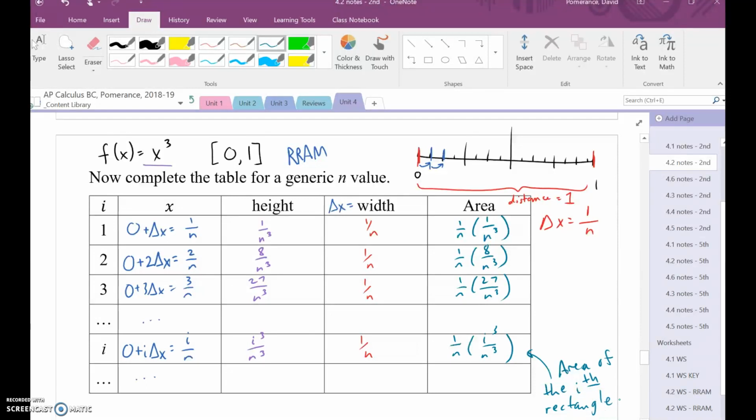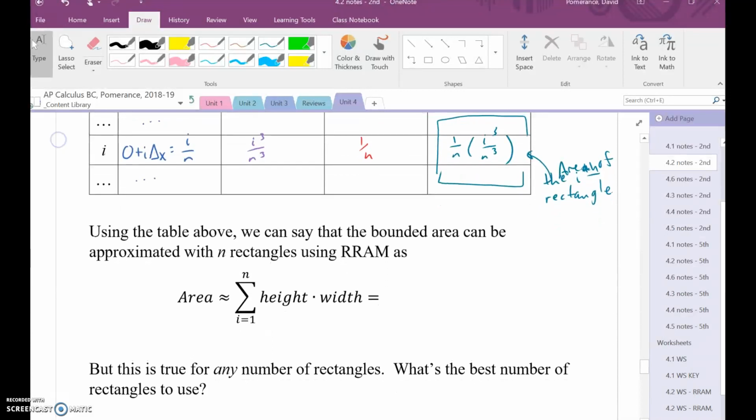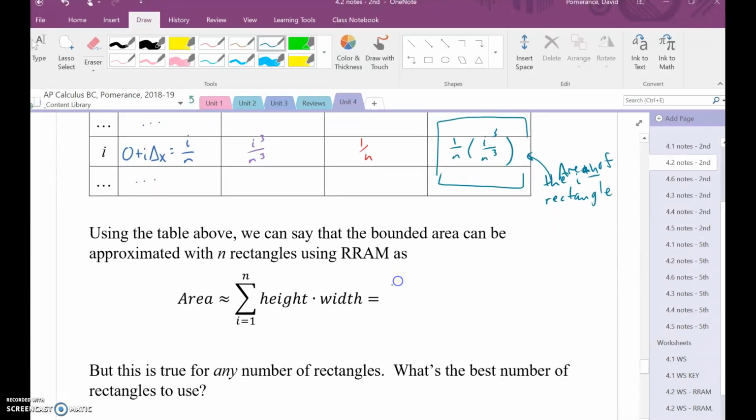So what do we do with all of our areas? Same thing we've always been doing. We're going to add them all up. So this is the most important rectangle because it's all of them, depending on our value of i. So we're going to take that expression that represents the area of your generic ith rectangle, and we're going to add up all n of them for i equals 1 to 2 to 3 to 4 all the way up to n. And we're going to add them up. We've got 1 over n times i cubed over n cubed. Again, that's the sum of all n rectangles' areas.